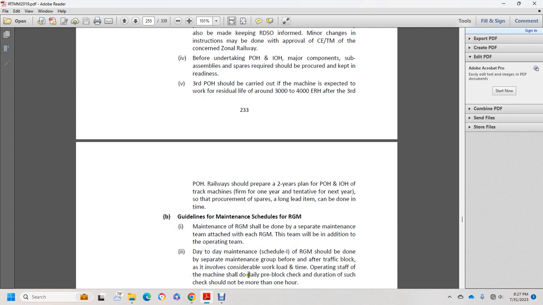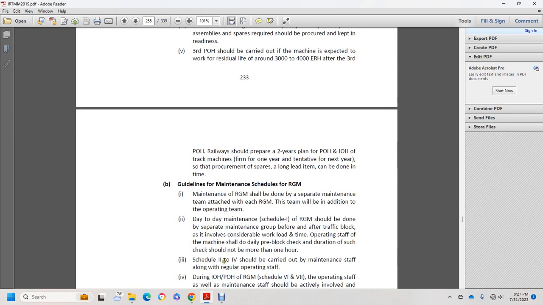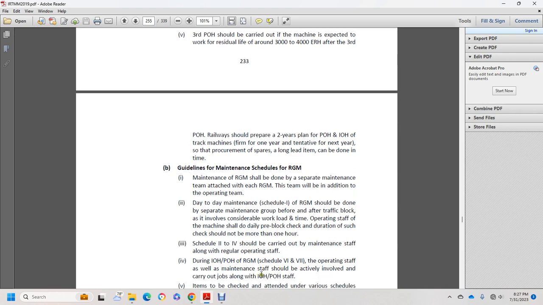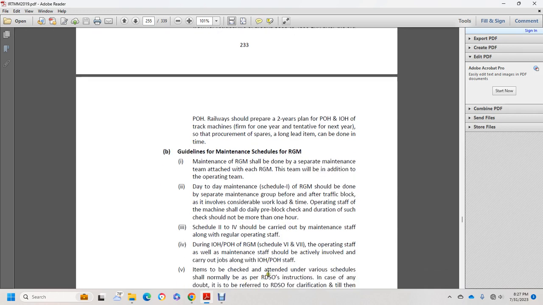The operation staff of the machine shall do the pre-block check, and the duration of such a check should be no more than 1 hour. Schedules 2 to 4 should be carried out by the maintenance staff along with the regular operating staff. During intermediate and periodic overhaul of the rail grinding machine, schedules 6 and 7, the operating staff as well as the maintenance staff should be actively involved in carrying out the jobs along with the intermediate overhaul and periodic overhaul staff.